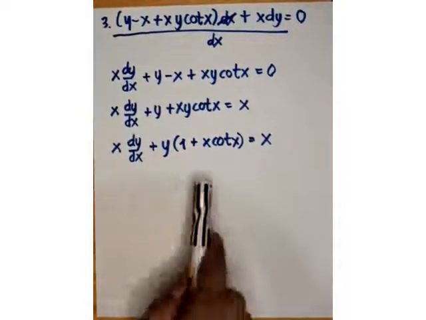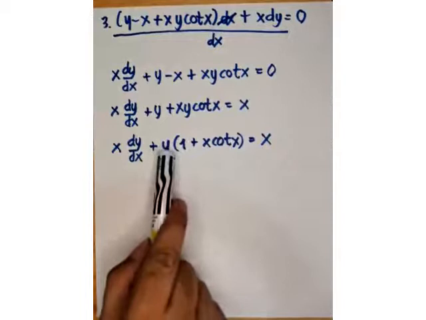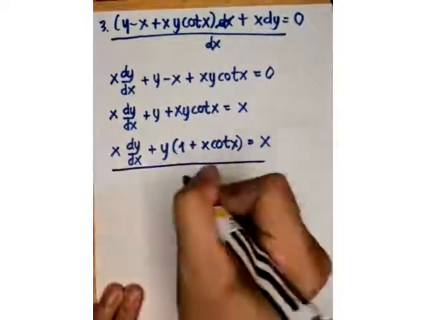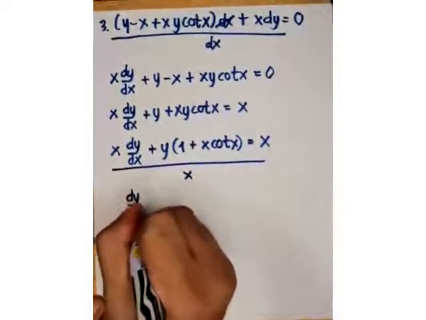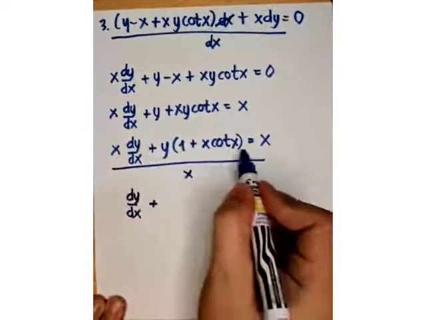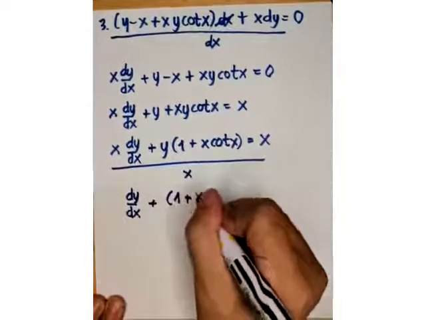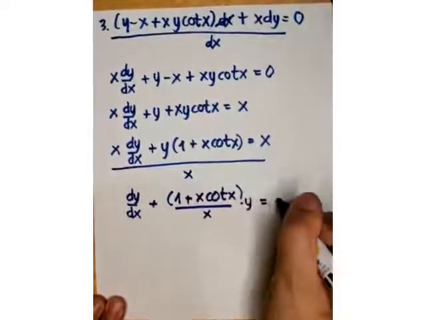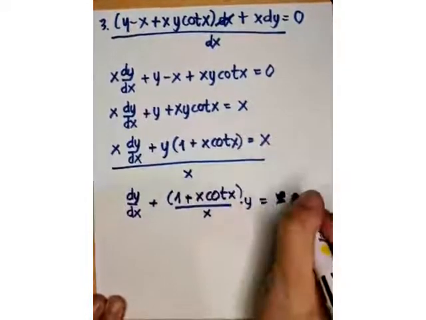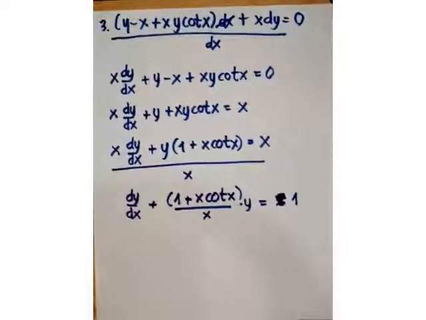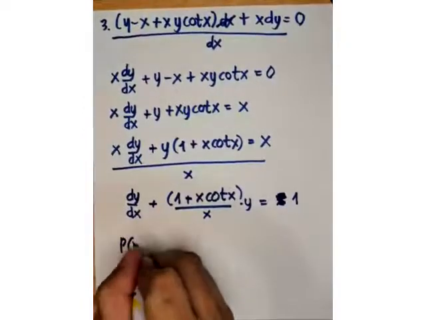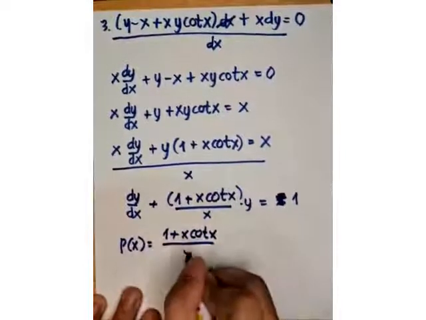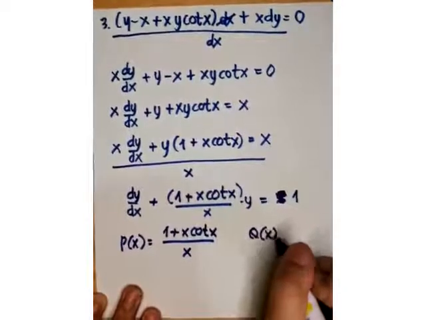So, susunod na gagawin, since na meron tayong middle term na may y, ito dapat, tanggalin natin yung x dito sa kabila. So let's divide this by x. Ayan. So this is dy over dx plus, this time class, ito lalagay ko na siya sa side doon. So that will be 1 plus x cotangent x all over x times y is equal to, x over x, that's 1. Ayan. Okay. So what's our p of x? So p of x is 1 plus x cotangent x over x. And then our q of x is equal to 1.